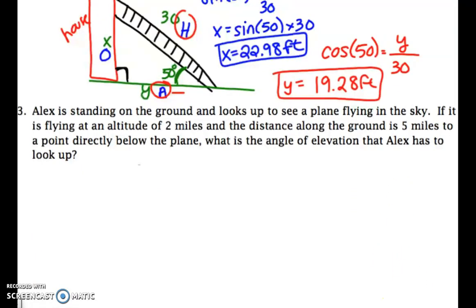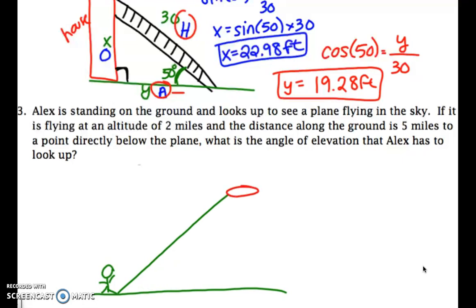So you have Alex standing on the ground, and he looks up to see a plane flying in the sky. So we've got a ground. Here is Alex. And he's going to be looking out, and he's going to find a plane up in the sky. So let's draw a plane. Let's draw windows on it. Okay. I am no artist. If it is flying at an altitude of 2 miles. So remember, altitude is how far in the air something is. So it's got an altitude of 2 miles up in the air.